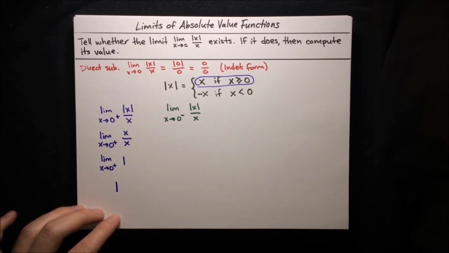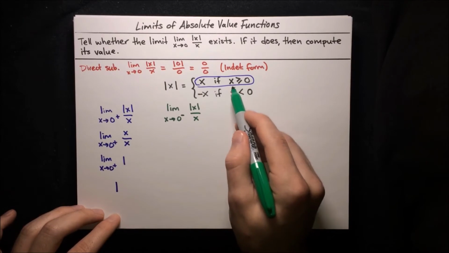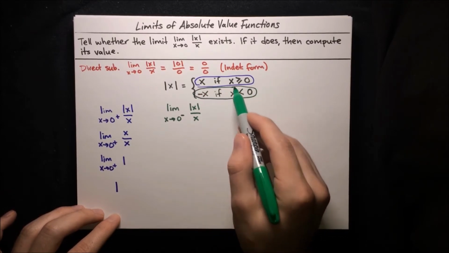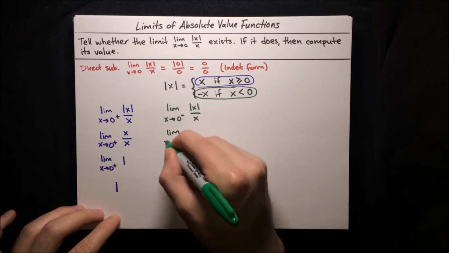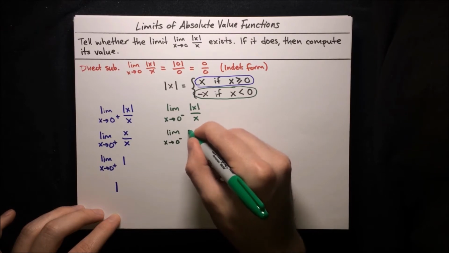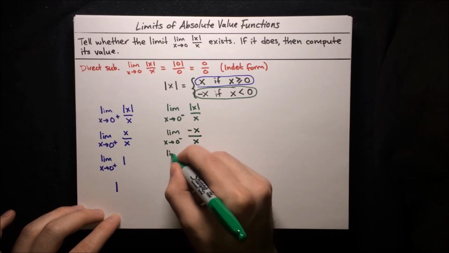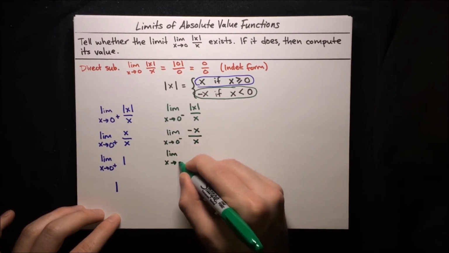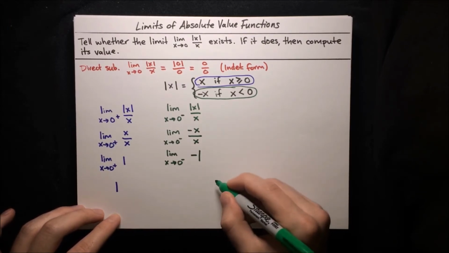We can do a similar thing to solve this limit as x approaches 0 from the negative side. From the negative side, x is of course less than 0, so we're on this branch here, where absolute value of x is treated as negative x. So this becomes the limit as x approaches 0 from the left. Absolute value of x now becomes negative x, divided by x, and negative x divided by x simplifies to -1. So the limit as x approaches 0 from the negative side of -1 is of course just -1.